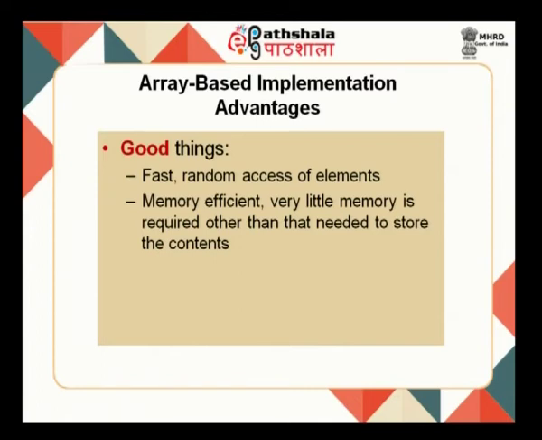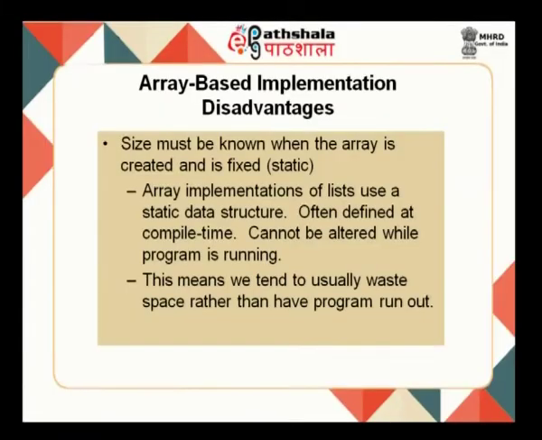So, what are the good things about array based implementation? It is a fast random access of elements. So, you can access any element. If you know the index, you can access the element, which is a very great advantage. Memory is efficient, very little memory is required other than that needed to store the contents, and if you make a good estimate of the size of the array that can come, then this is a very good implementation. And the size must be known, that is what I was saying. When the array is created and fixed, array implementation of lists use a static data structure, and it has to be defined at compile time, and it cannot be altered when the program is running. This means we tend to usually waste space because we tend to make an overestimate.